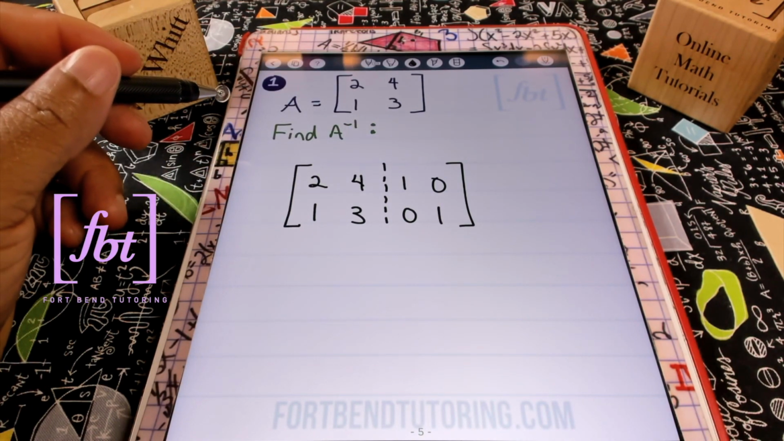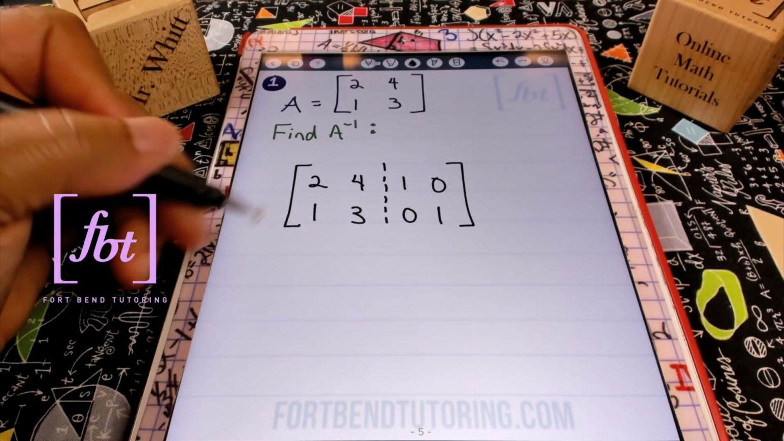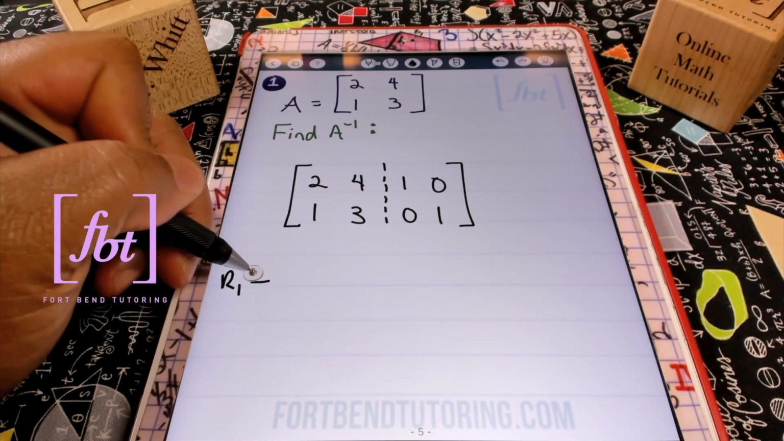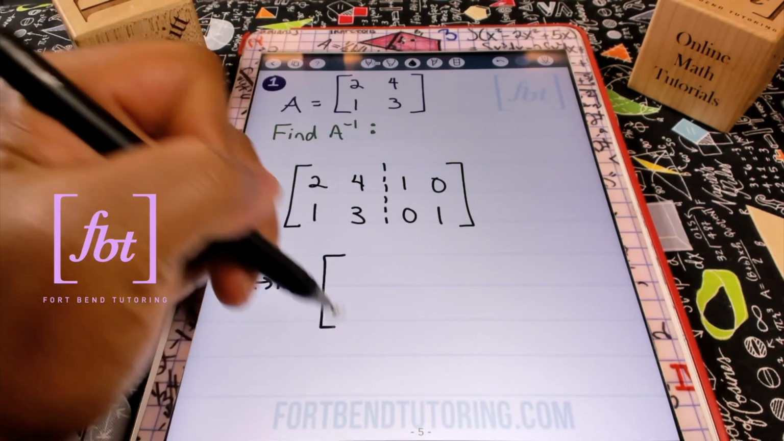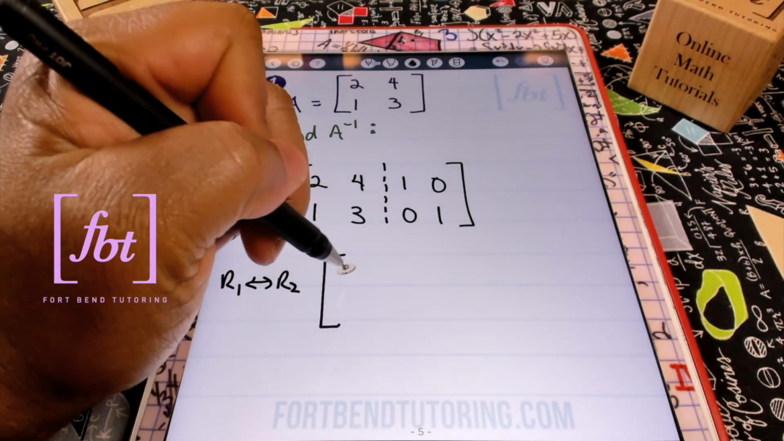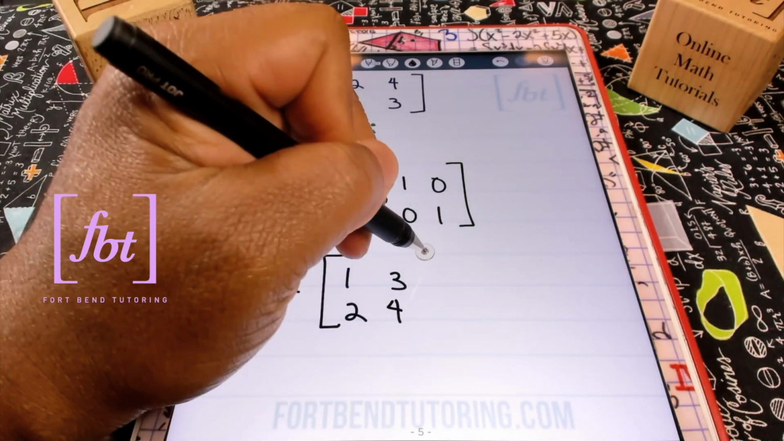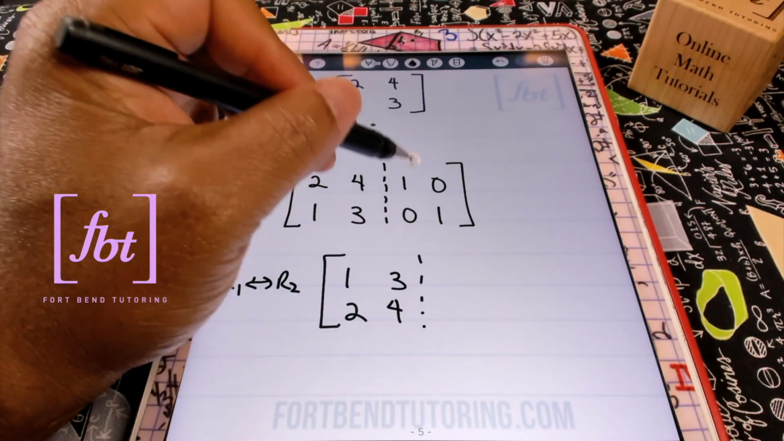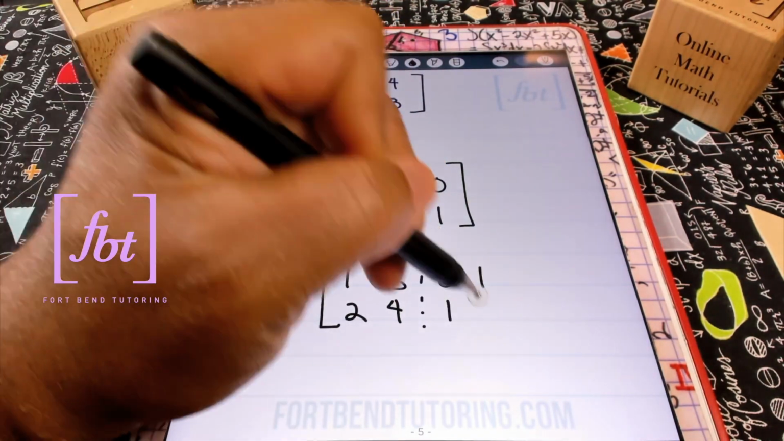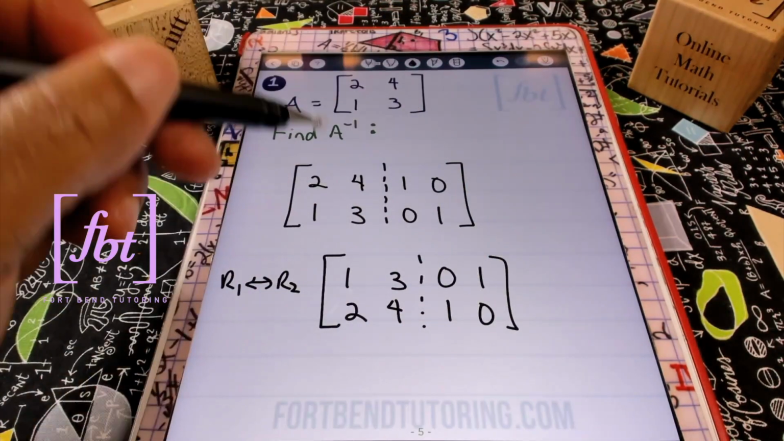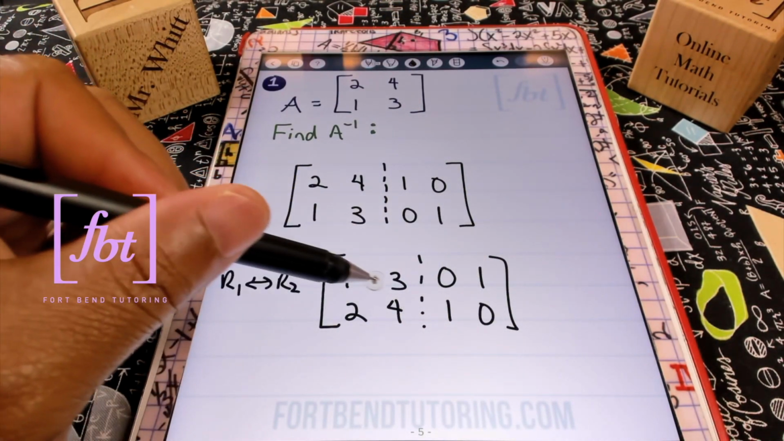We're going to begin with swapping row 1 with row 2. So I'm going to have row 1 swapped with row 2 for my first row operation. This will give me 1, 3, 2, 4, and then the same must be done on the right side. So you'll have 0, 1, 1, 0. My goal here is to make this left side 1, 0, 0, 1.